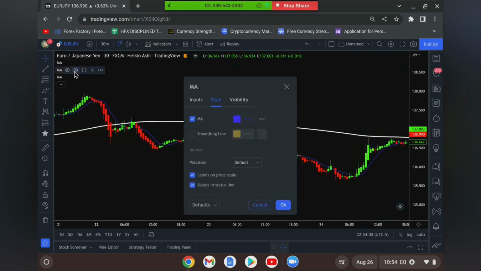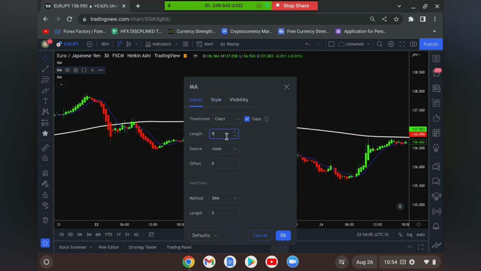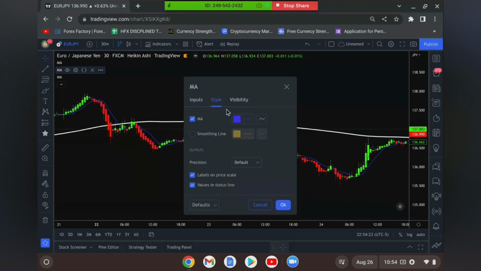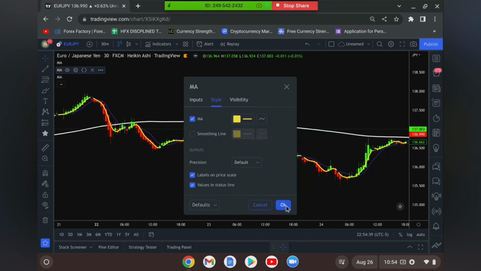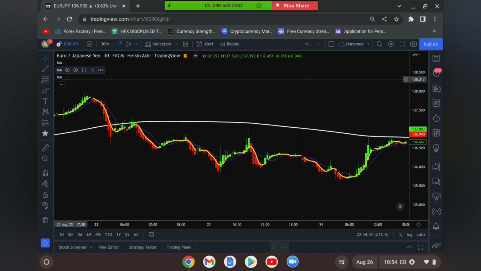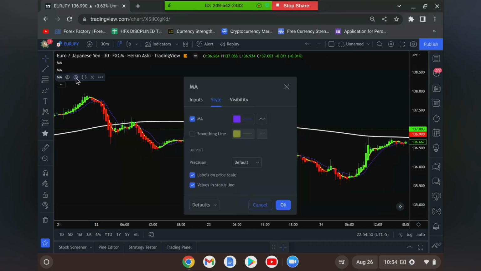So the first moving average, I'm going to make the length 4. And then I'm going to change the color to this bright yellow so that I can see it. I'm also going to make it a little thicker. Yeah, that looks good. Let's go ahead and save that. And then we're going to move on to our third moving average.